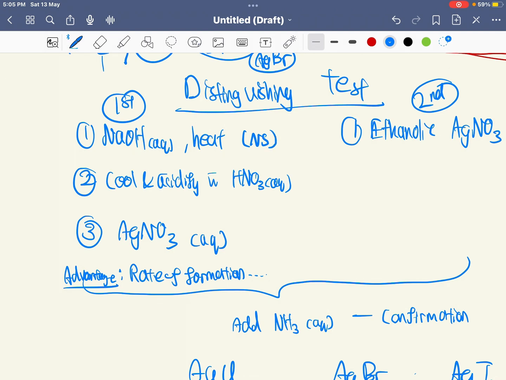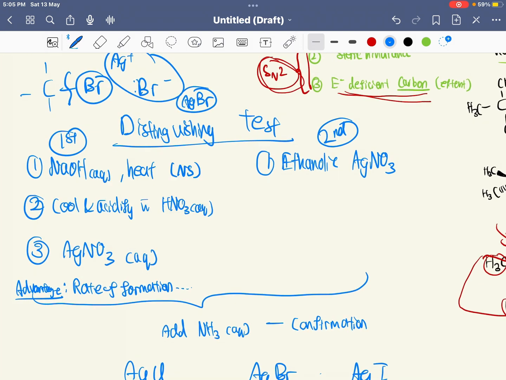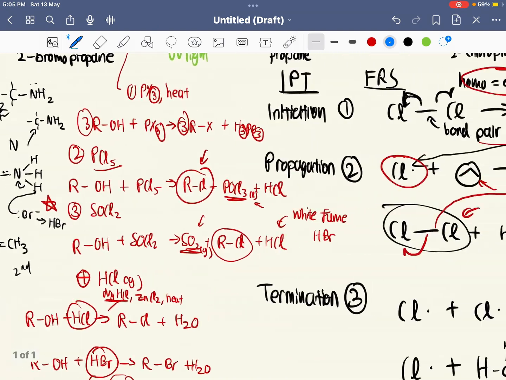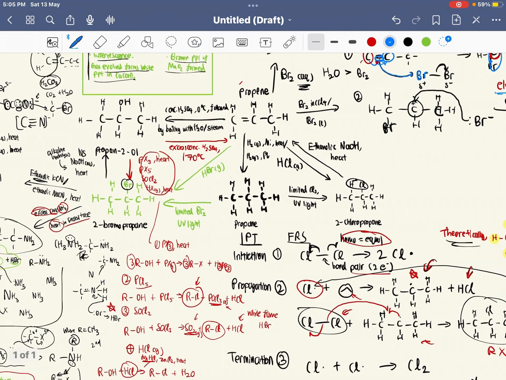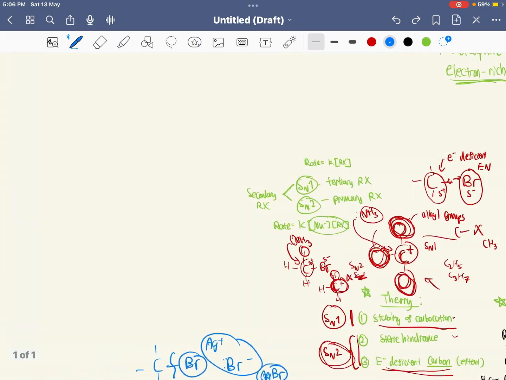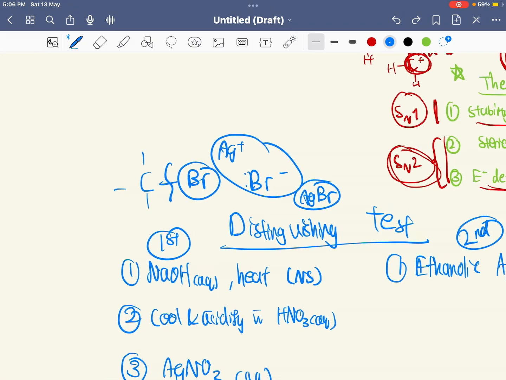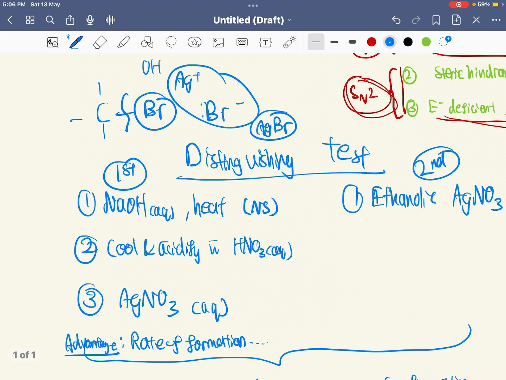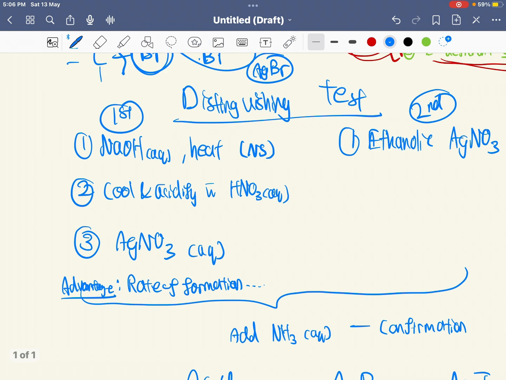It's quite similar because if you can recall over here, when we convert our RX into an alcohol, we use sodium hydroxide and heat. So that's where it came from. So therefore, we are substituting Br for OH, to form the alcohol. But that doesn't really matter so long as our Br comes out, right? So that's nucleophilic substitution. Secondly, we need to cool and acidify with nitric acid.